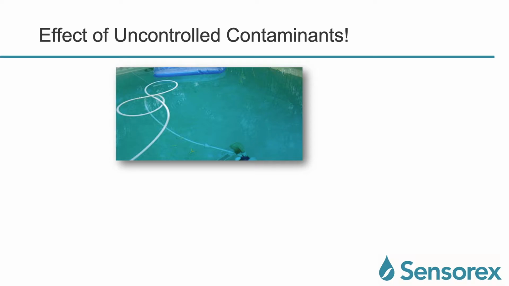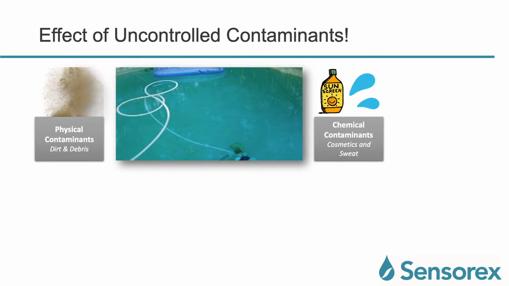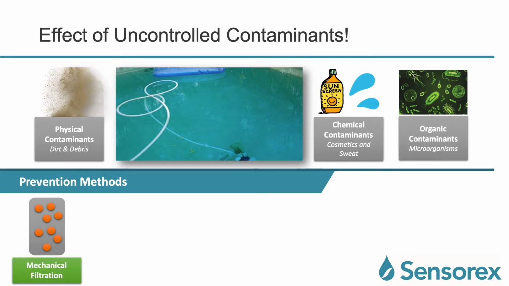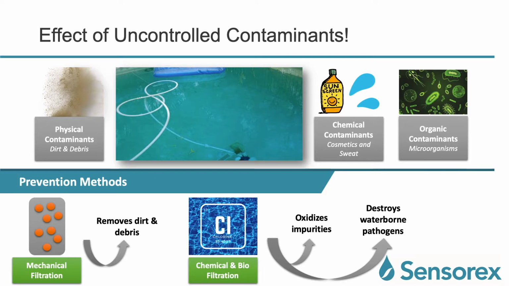There are 3 types of contaminants in such a pool: physical contaminants, which are typically dirt and debris; chemical contaminants, which are from cosmetics, lotions, and sweat; and then finally, organic contaminants, which are microorganisms like bacteria and viruses. You can take preventative measures by installing mechanical filtration that will remove the dirt and debris. You should also treat it with chlorine, which oxidizes the impurities and destroys pathogens. We are going to explore chlorine a lot more here.